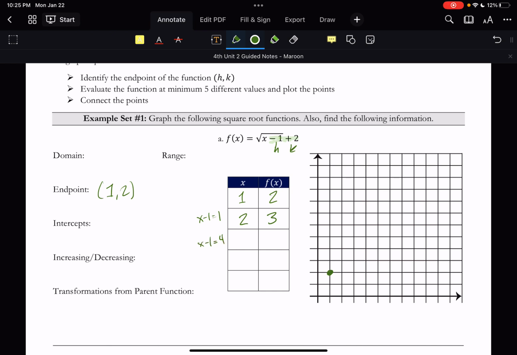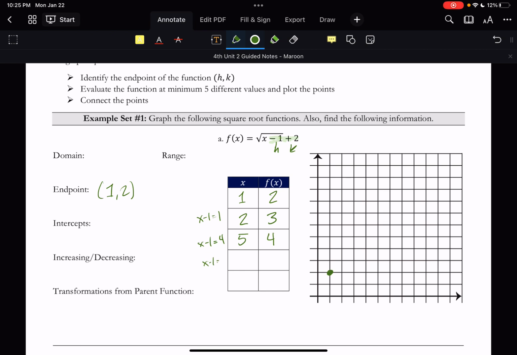X minus 1 is 4 because I want this to be able to take the square root and get a whole number. So x minus 1 is equal to 4. So if I add 1, that gets me 5. The square root of 5 minus 1, the square root of 4 is 2. 2 plus 2 is 4. So that's going to be another point.